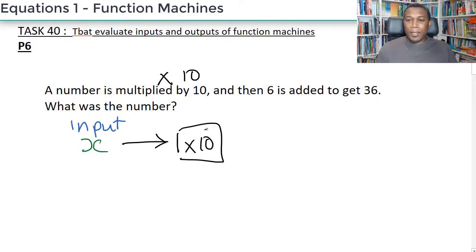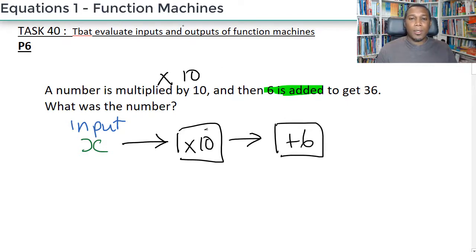So multiply by 10. And then it says that 6 is added. So that's another function. I need to add 6. And then the output. So after I perform these functions, after I multiply by 10 and add 6, I get 36. So that 36, that's the output.